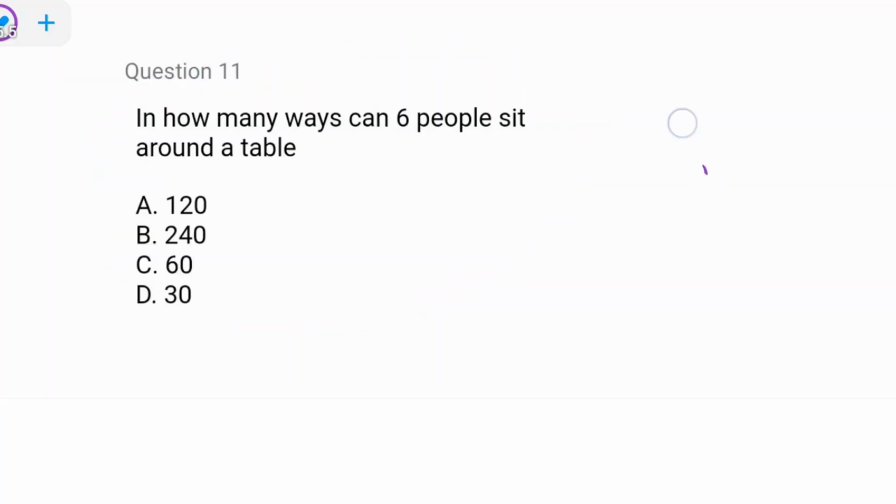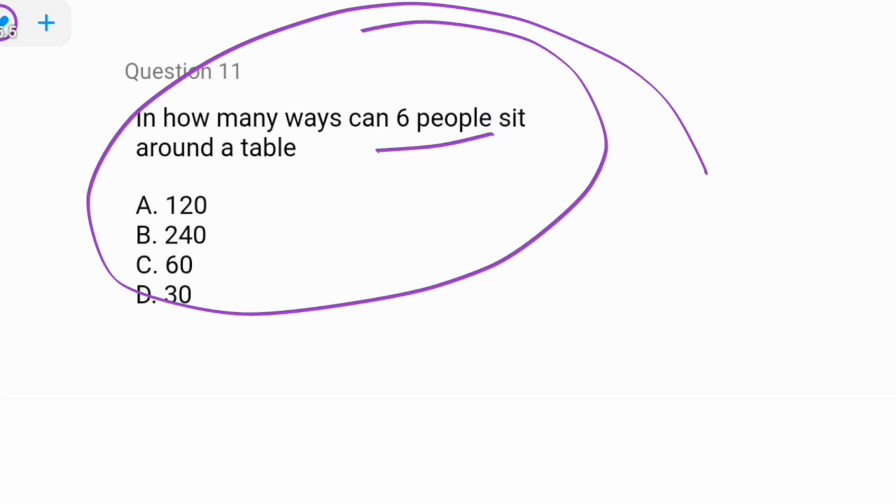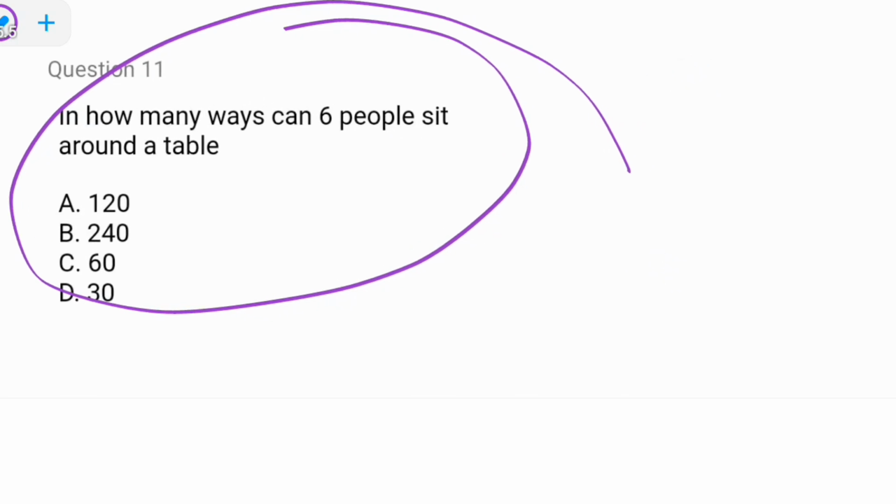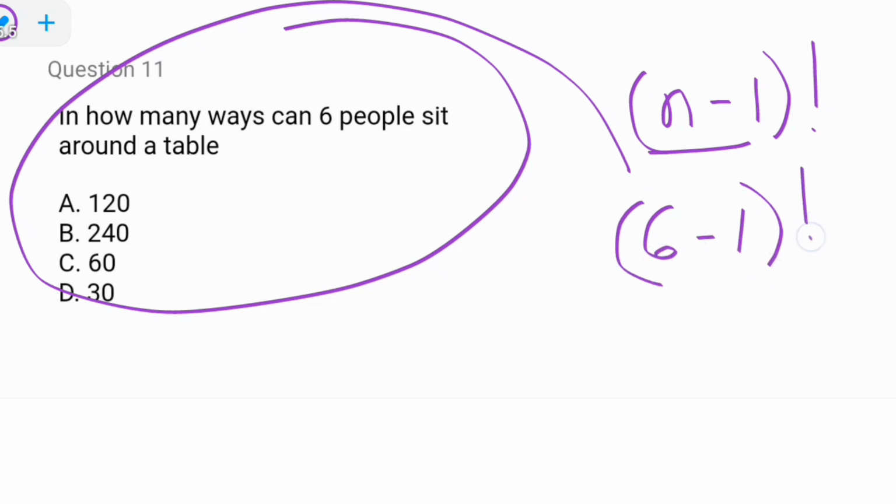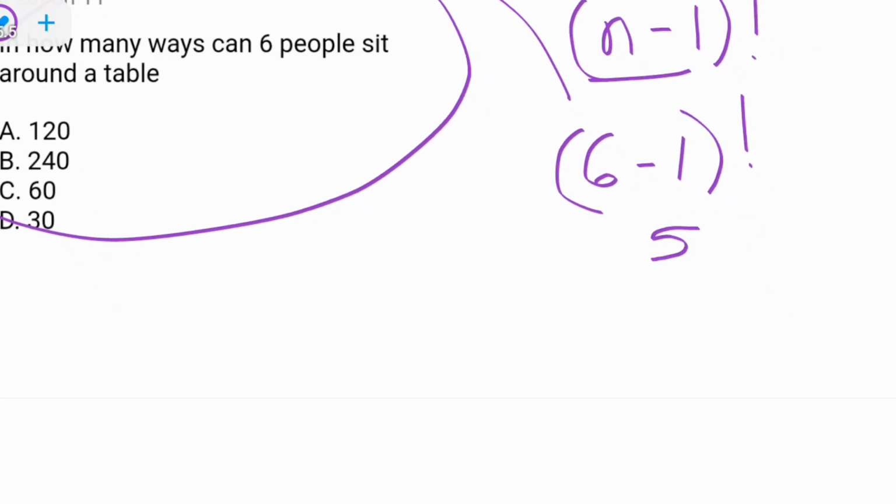For this next one, we are told: in how many ways can 6 people sit around a table? So this is under permutation. Permutation in a circle. Whenever you are doing permutation around a circle, the formula is n minus 1 factorial, where n is the total number of people involved. So n in this question is 6, so just put it here. That will be 6 minus 1 factorial. That will be 5 factorial.